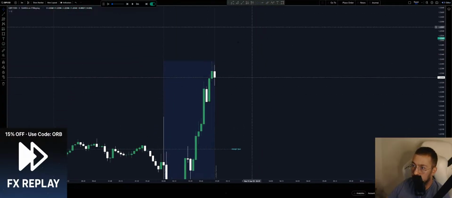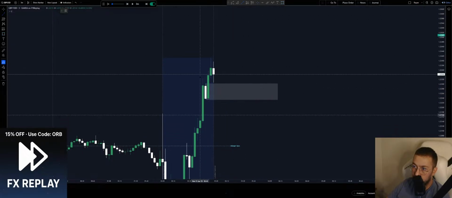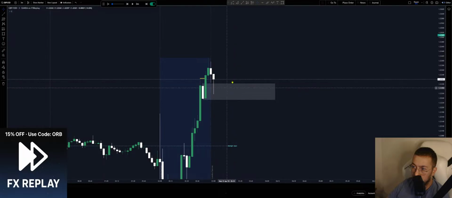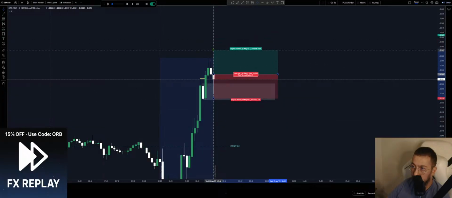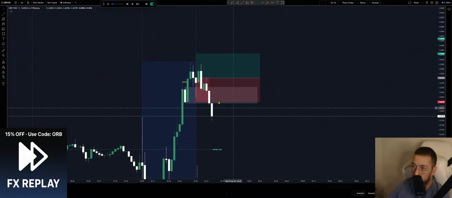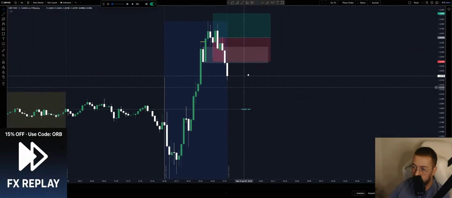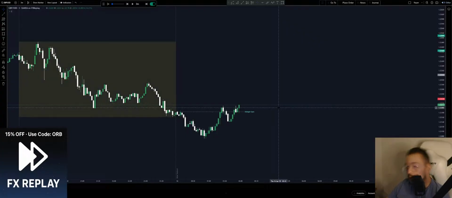Okay, so that is a valid demand zone, right? Valid demand zone. Price broke structure. We did now retest the zone. We place our stop order right there, targeting 1-to-1, and that is our first stop. Okay, we got stopped out on the session.